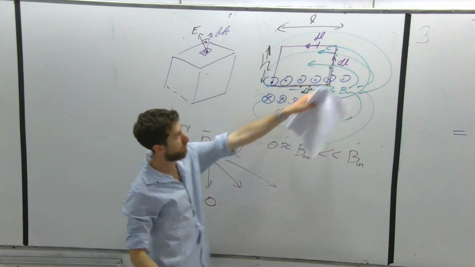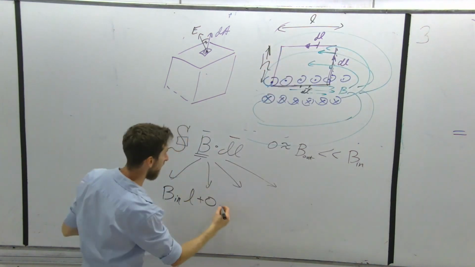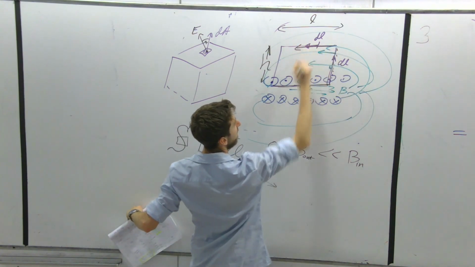You see it? And now I go into this edge. And what do I have? I have B out. We said the magnetic field is going in that direction.